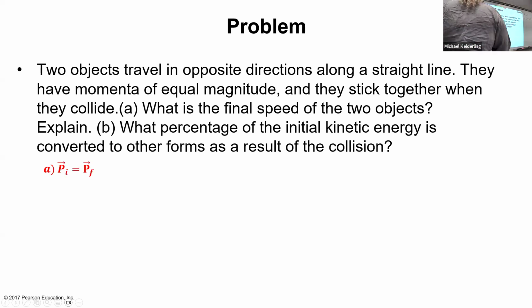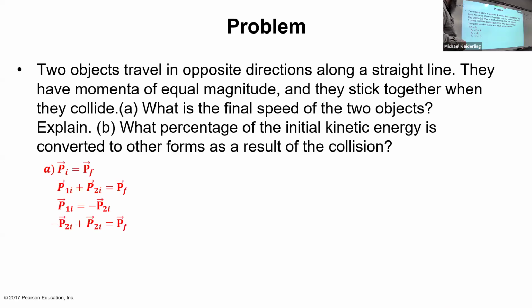So momentum initial equals momentum final. So that's momentum 1 initial plus momentum 2 initial. But these have momenta of equal magnitude in opposite directions. So momentum 1 initial equals minus momentum 2 initial. So minus momentum 2 initial plus momentum 2 initial equals momentum final. Our initial momentum, and our final momentum, equals 0. They have equal momentum in opposite directions. The total equals 0, which means our final velocity is 0. Because they come together and stick, they're going to come to a stop.